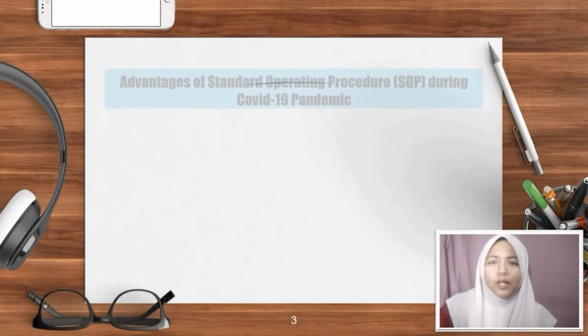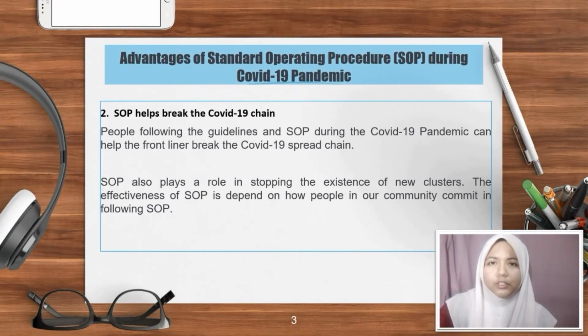Second, SOP helps break the COVID-19 chain. People following the guidelines in SOP during the COVID-19 pandemic can help the frontliners break the COVID-19 spread chain. SOP also plays a role in stopping the emergence of new clusters. The effectiveness of SOP depends on how much people in our community commit to following SOP.